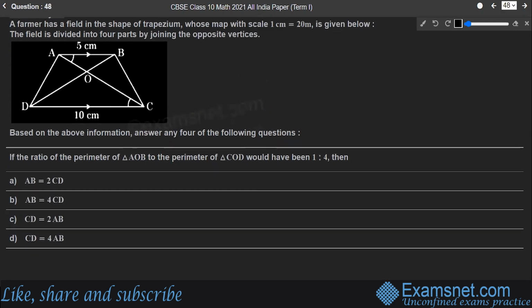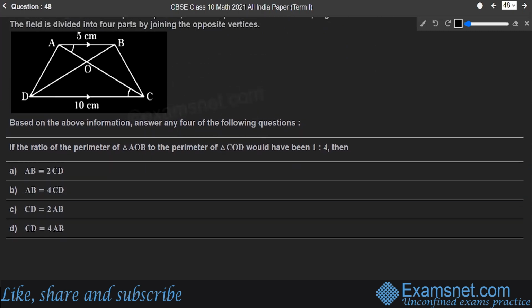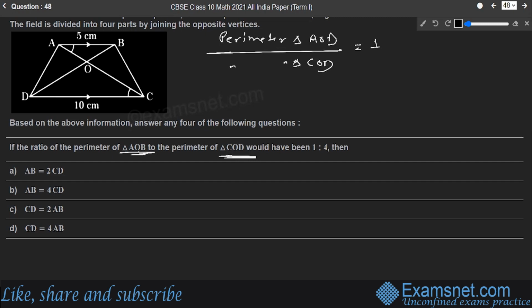Next, the same figure again continues. This time they are asking: if the ratio of the perimeter of triangle AOB to the perimeter of triangle COD is 1:4, then what? So the perimeter of triangle AOB is to the perimeter of triangle COD as 1:4.